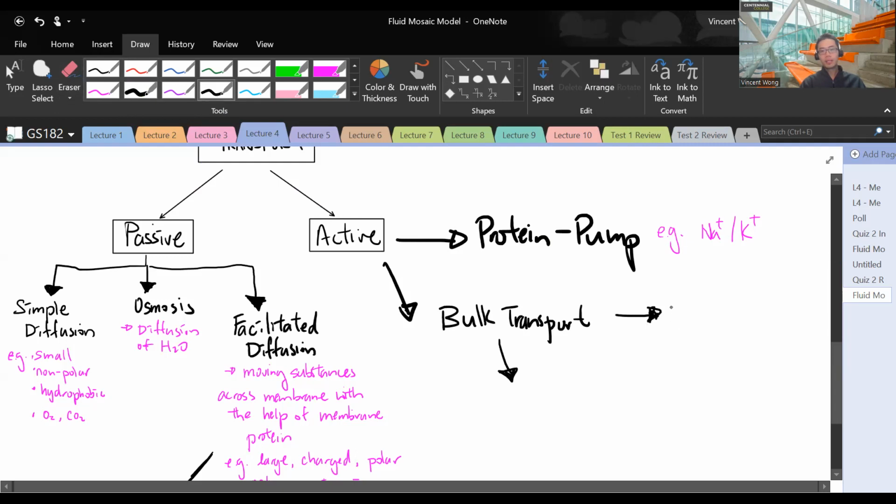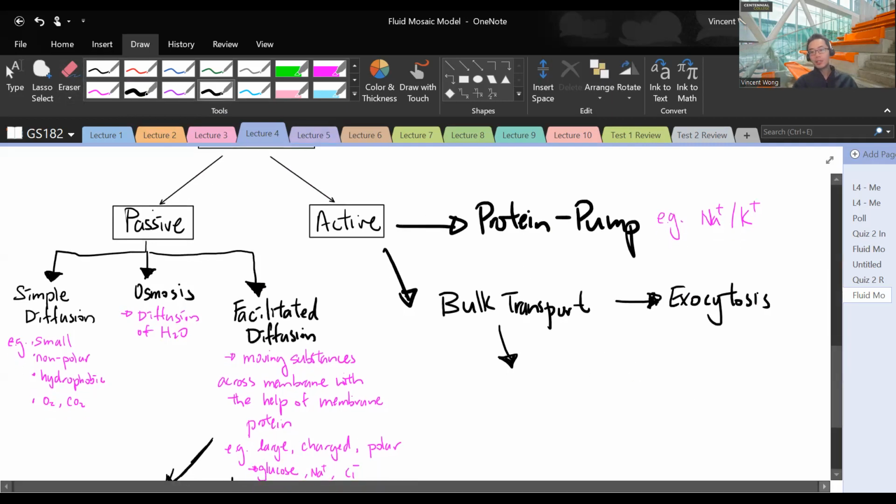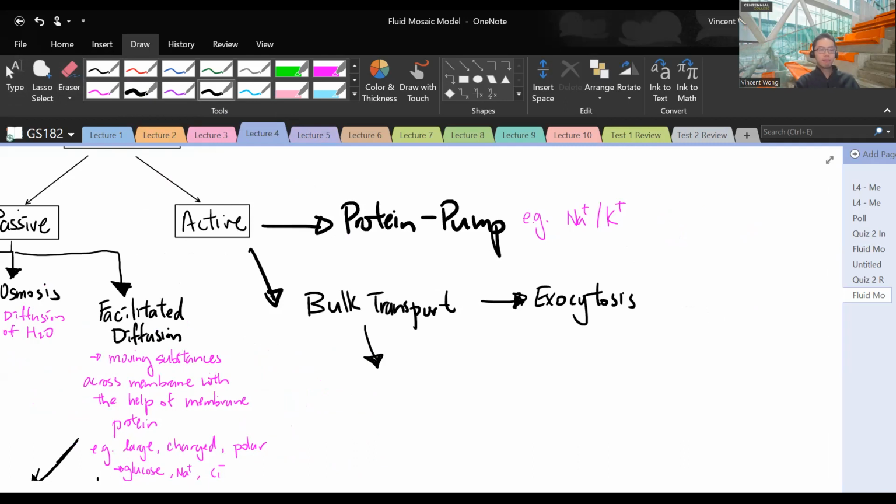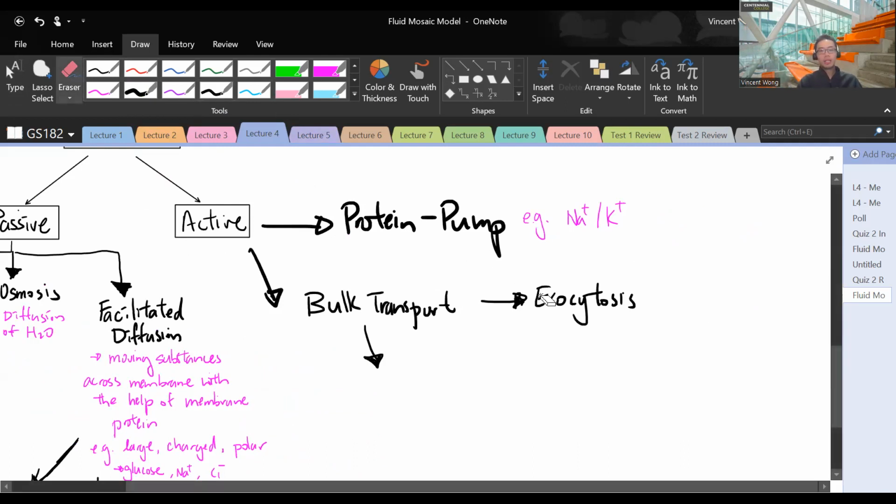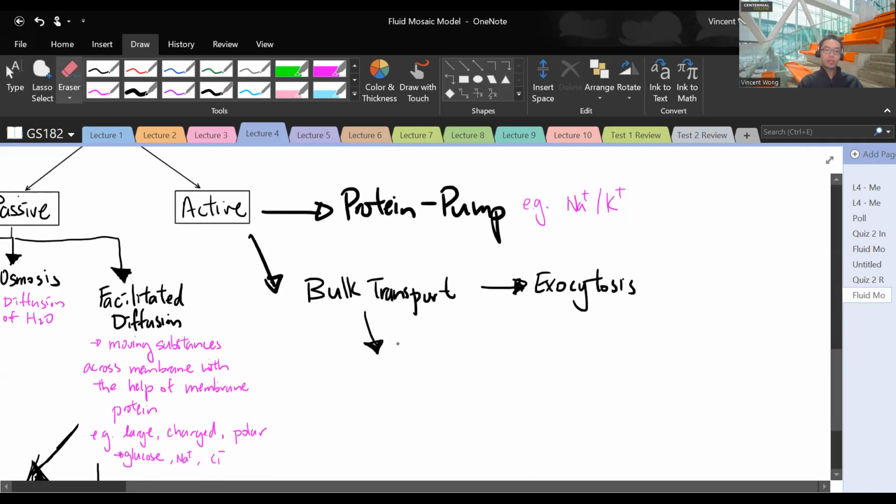Bulk transport comes in two forms. We have exocytosis. That's moving things out of the cell in bulk. Maybe you need to release some proteins that you made. Right? You want to release them from the vesicle. You can do exocytosis.